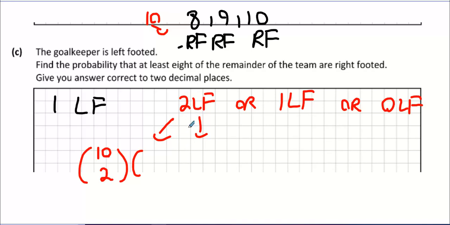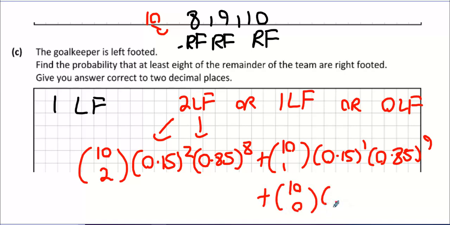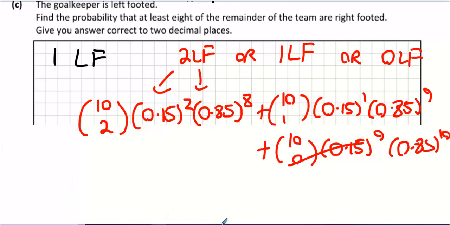that they're left footed is, probability of left foot is 0.15 to power 2, and that 8 of them are right footed, 0.85 to power 8, and then 10c1, 0.15 to the power 1, 0.85 to power 9, and then no left footers would be 10c0, 0.15 to power 0, and all that turns into 1, and you're just doing 0.85 to the power 10. Add all that into your calculator, and you should come out with an answer of 0.82 when you do it on the calculator.